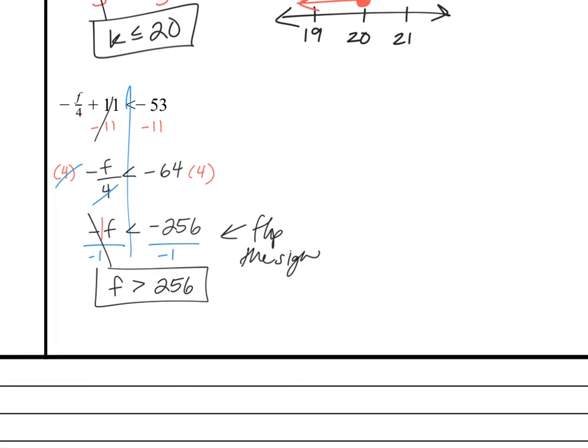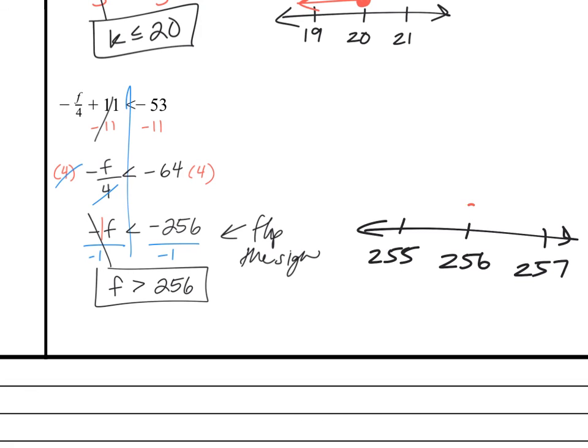Let's go ahead and graph it. Here's my number line, 256 in the middle, then 257 and 255. It's not equal to, so an open circle, and greater than goes to the right.